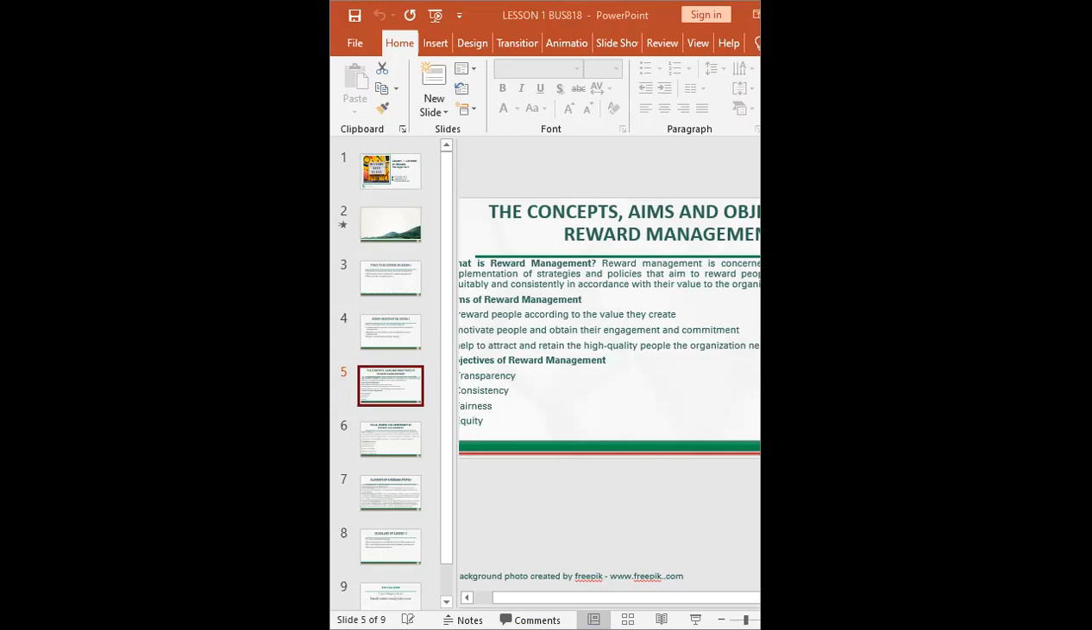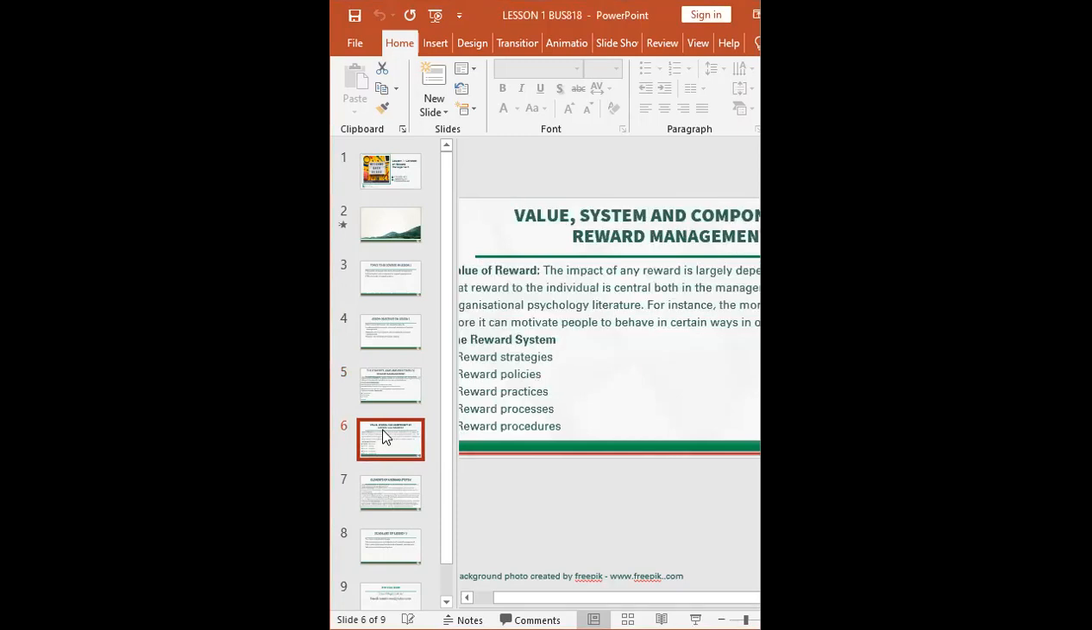I don't know if I've made myself clear, or is there anything we need to talk about again under the concept, aims, and objectives of reward management? So we move on to the second slide, which is the value system and components of reward management. Can you see it on the slide? Yes. Okay, so when we talk about the value of reward, just in your own terms, what do you understand by value?